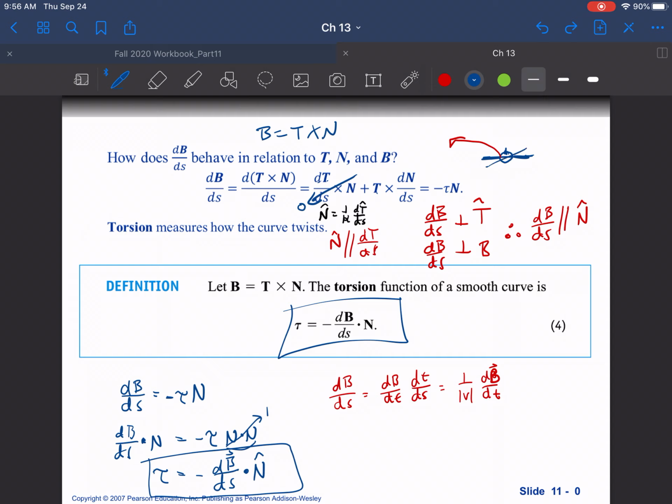So as this goes, it's going to twist like that. We call that our torsion, like a plane turning as it tilts. Or if you're riding a bike and you go to turn a corner, you lean into the corner that you're turning. So that sort of stuff happens, and there is that torsion, which is negative dB/ds dotted with N.